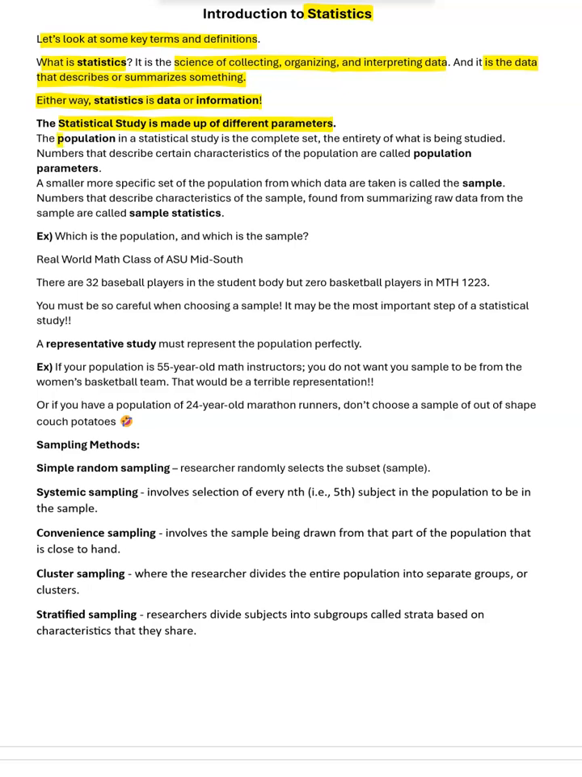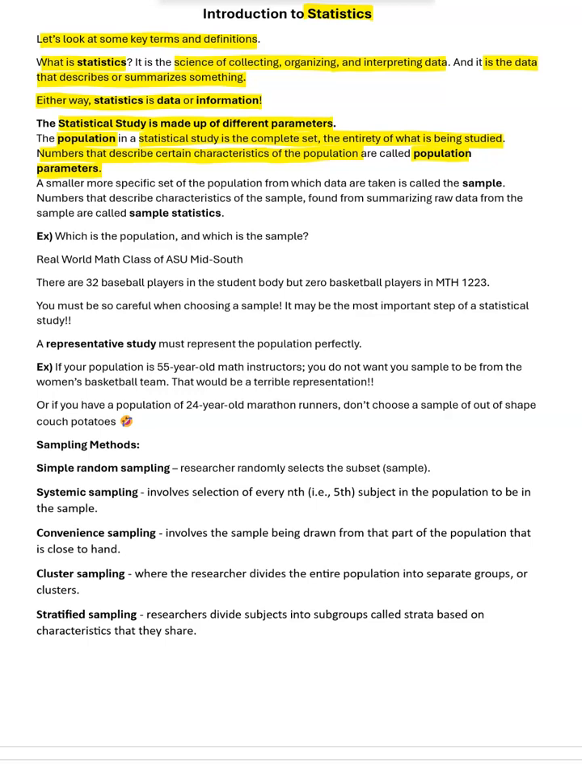The first one is the population, which in a statistical study is the complete set or the entirety of what we are studying. Okay, so it's the whole, the complete thing, right? Now, numbers that describe a certain characteristic of the population, the whole, are called the population parameters, right? It's kind of easy. We're talking about the population, then the numbers are called the population parameters. Makes sense, right? The numbers that talk about the population are called, well, the population parameters.